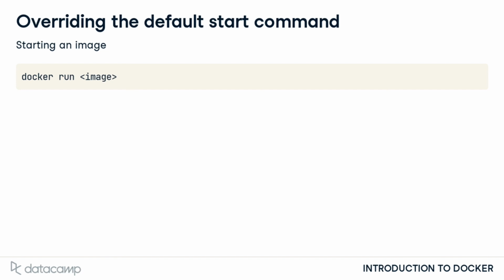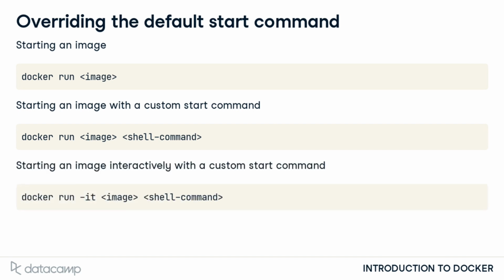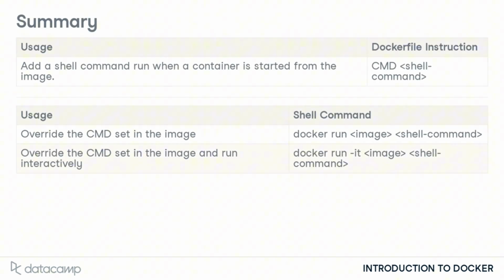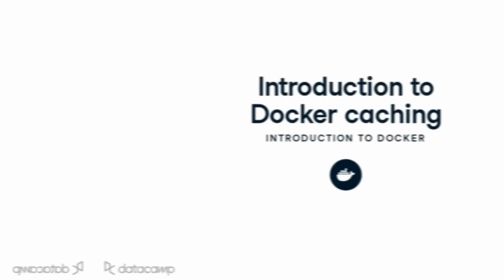While the CMD instruction sets a default start command for the image, this default start command can be overridden when starting an image using the docker run command. Just like we pass the image we want to start to docker run, we can pass a second optional argument which will override the CMD instruction set in the image. Often, when replacing the start command of an image, we will run the image in interactive mode using the -it flag. Using a shell as a new start command, for example bash, allows us to look around the image, discover files, and see what's installed. Here is a summary of the new commands and instructions you can refer back to when completing the exercises.